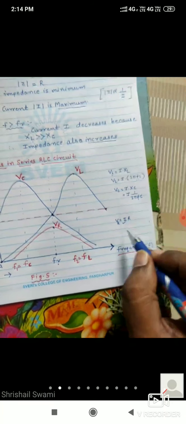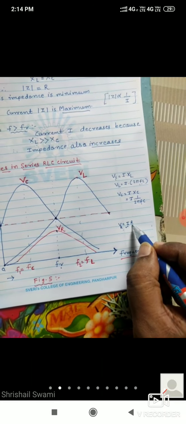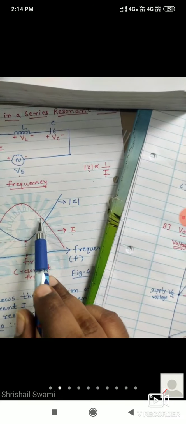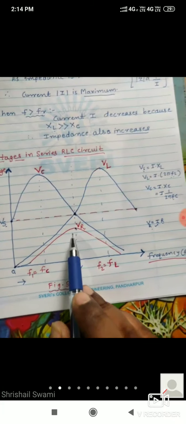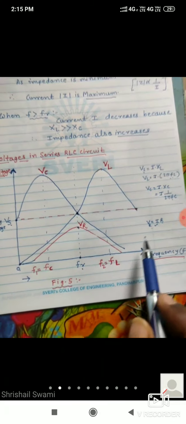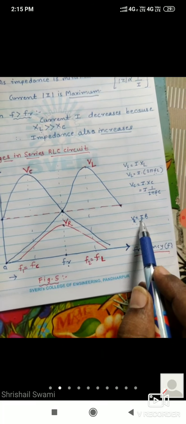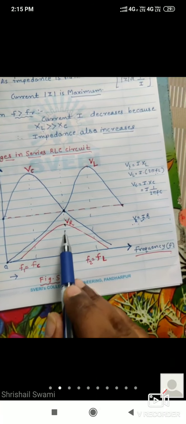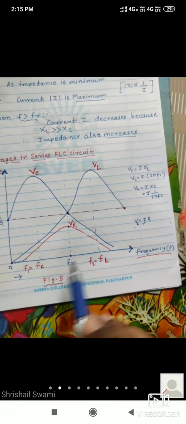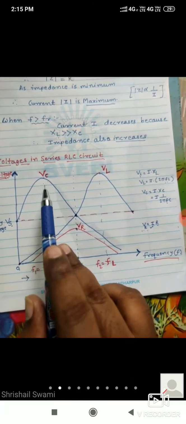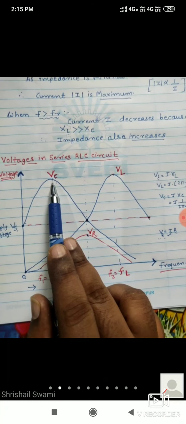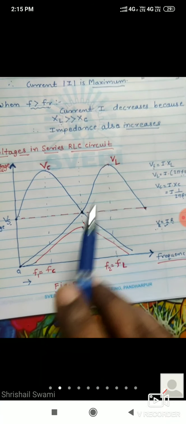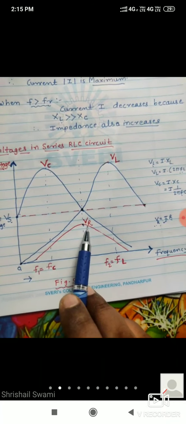As well as VR चा फॉर्म्युला काय? I into R. Okay, so the current relation, as I is going to decrease, VR is also going to decrease, because VR is nothing but equal to I into R. मग I जर decrease होत असेल तर voltage across resistor also becomes decreasing. So this is the variation of three different voltages: voltage across capacitor, voltage across inductor, and voltage across resistor. Now this is the variation.